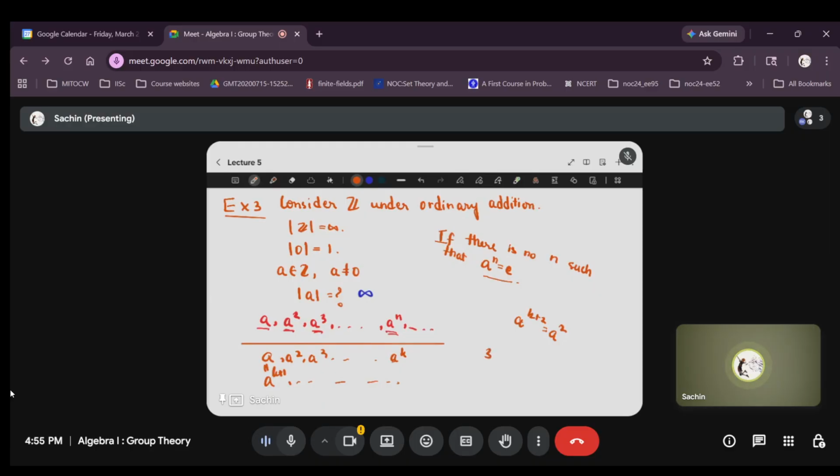We had 3 power 1 was equal to 3 power 6, but 6 is not equal to 1. So you can't equate exponents like that. Now from here, how can you show that? I am saying there is no n such that a power n is equal to e. And then I'm also saying that it repeats like this, that two of the powers are equal. How can you show that both of those conditions are not possible simultaneously?